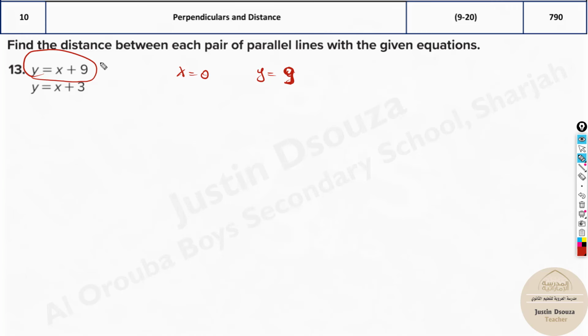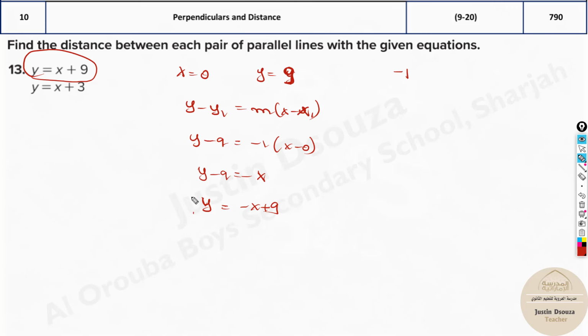You can find the slope of the perpendicular line. Slope will be -1. Why? Because it's the negative reciprocal. Here the slope is 1. So this all information I can use for the perpendicular line. So I'll use the formula y minus y1 is equal to m into x minus x1. And here substitute y minus 9 will be equal to -1 times x minus 0. So y minus 9 is equal to negative x, or y is equal to negative x plus 9. So this is the perpendicular line equation.